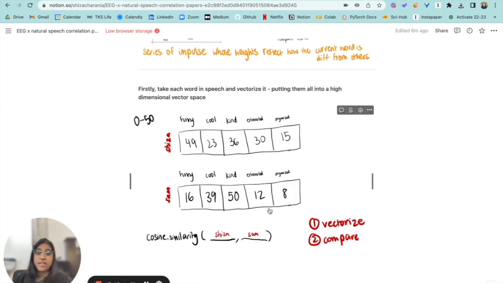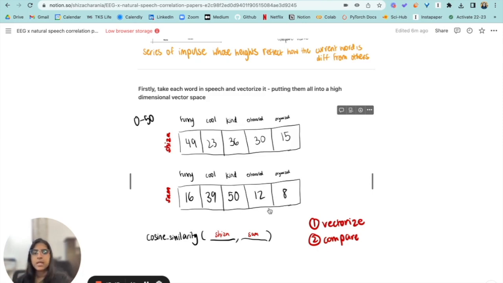And then let's say you have someone named Sam. You're basically able to do the same thing for Sam: see these traits, funny, cool, kind, extroverted, and organized, and give Sam a range from 0 to 50 as well. So from these two people, after you vectorize it, that's one thing you need to know: you can vectorize this sort of stuff. You can also compare this using cosine similarity. There's a certain formula that you can use, and you can basically compare both Shiza and Sam. That's what you need to know.